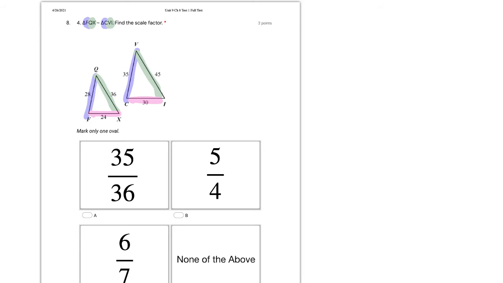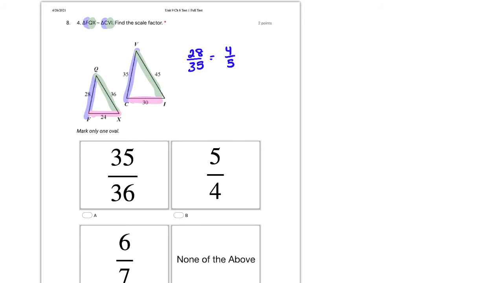And we don't know if we're going from small triangle to big triangle or vice versa. So I'm just going to set up a scale factor with, let's do 28 over 35, the blue ones. Both divisible by 7. Divide by 7, you get 4/5.